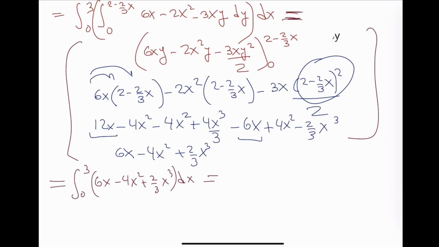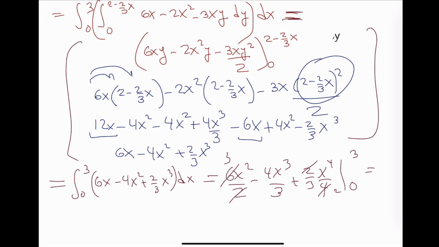Okay, so let's do the primitive of this. That will be 6x squared over 2 minus 4x cubed over 3 plus 2/3 x to the 4th over 4, right? And this evaluated between 0 and 3. So let's simplify here. 2 and 4, we get just a 2 here. 6 and 2, we get a 3 there. And so this is just 3x squared minus 4x cubed plus x to the 4th divided by 6, evaluated between 0 and 3.